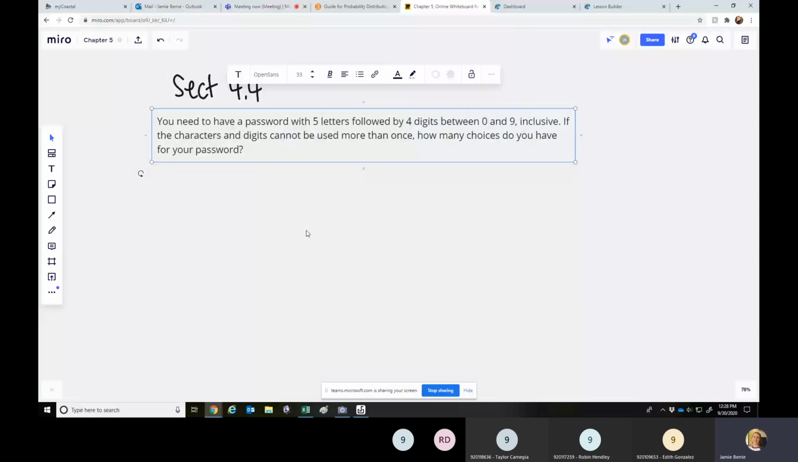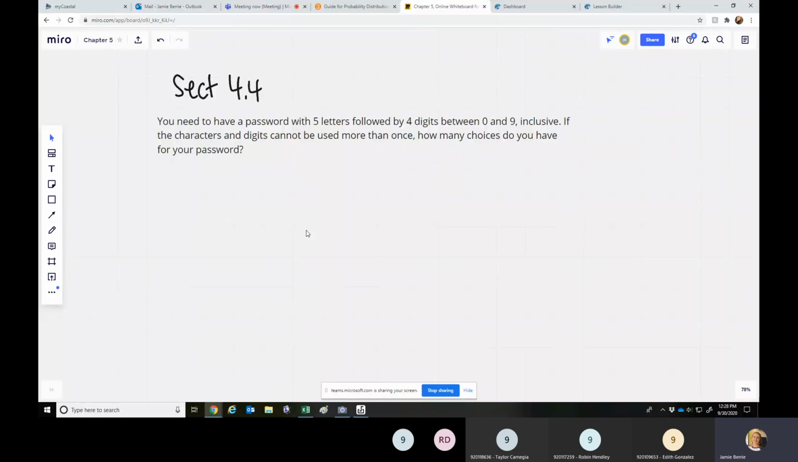You need to have a password with 5 letters followed by 4 digits between 0 and 9 inclusive. Inclusive just means that you can use 0 and you can use 9. If it had said exclusive, that would mean you can only use like 1 to 8, so exclude the endpoints. But this one says inclusive, so include the endpoints.